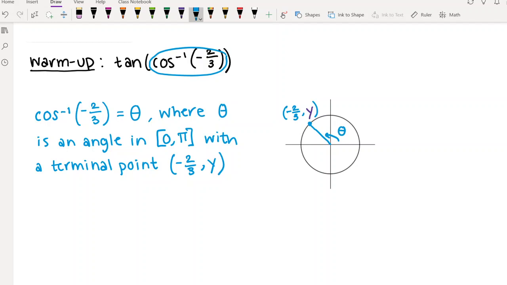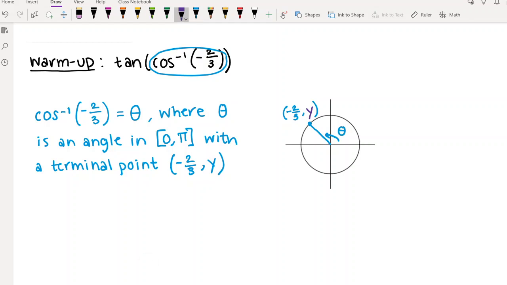Okay, so now what do we want to figure out? We want to find tangent of that angle. And so how are we going to find tangent of that angle? Well, tangent is going to be equal to the y-coordinate over the x-coordinate. And in order to find that, we need to figure out what the y-coordinate is, right? So we want to find that y-coordinate.